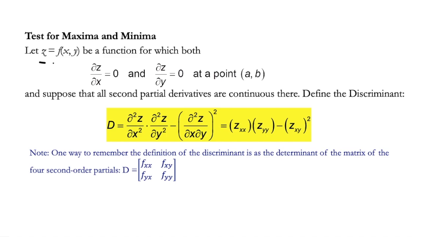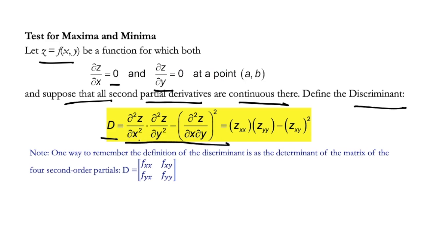So let's say we have this function z as a function of x and y. If you take the partial derivative of z with respect to x, equate it to 0, and take the partial derivative of z with respect to y, equate it to 0 at a point, call it point A, B, and suppose that all second partial derivatives are continuous there, then we must have D. D is the discriminant. D is given by this formula. You see here the first bit, the second bit, the third bit.